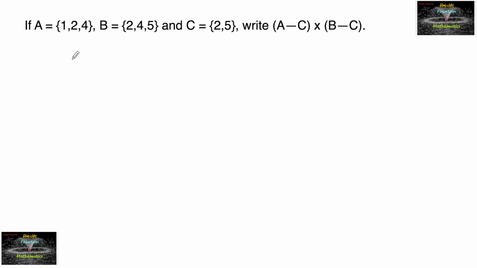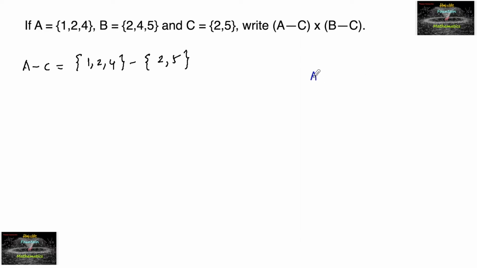If A is equal to the set {1, 2, 4} and B is equal to the set {2, 4, 5} and set C is equal to {2, 5}, then write (A minus C) cross (B minus C). So let's find first A minus C, that is the set {1, 2, 4} minus {2, 5}.